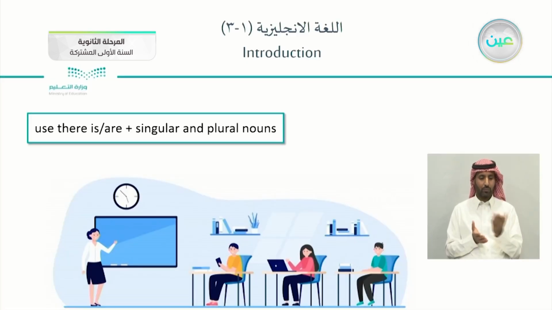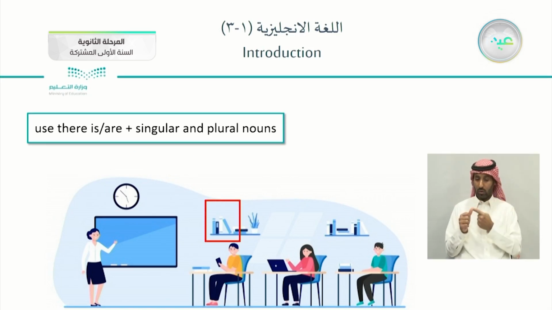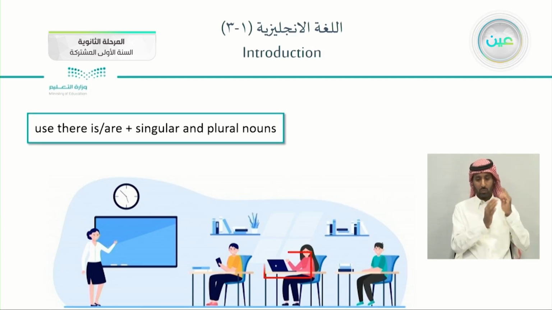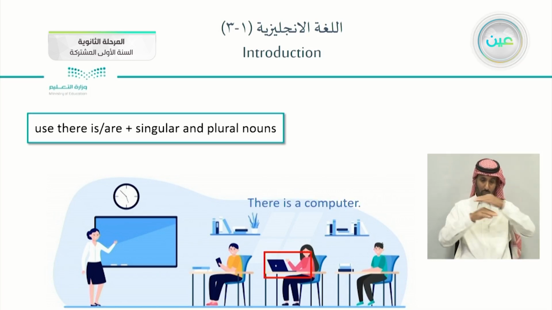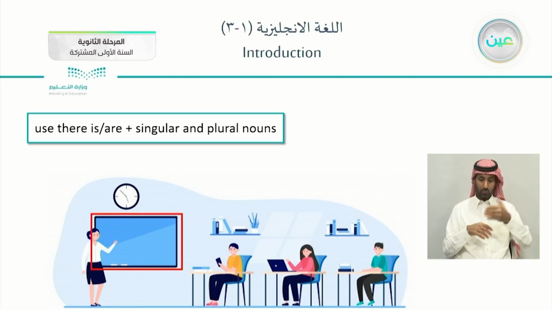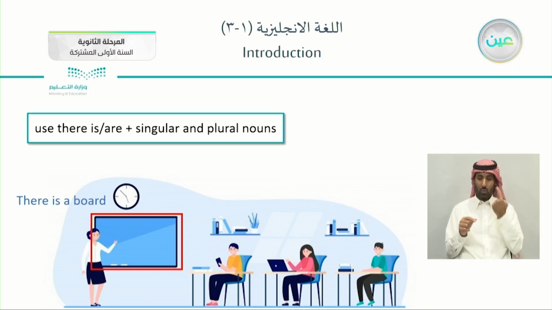Then the easy one, which is "there is" and "there are" for singular and plural. We can say in here, we're having one clock. So there is a clock. We're having a group of books. There are books. We're having 2 bookshelves. There are 2 bookshelves. 1 computer. So we will use there is a computer. And we're having 1 board. So we'll say there is a board.